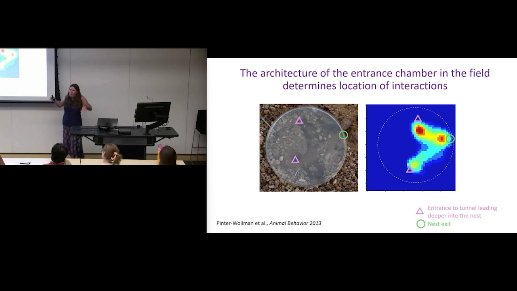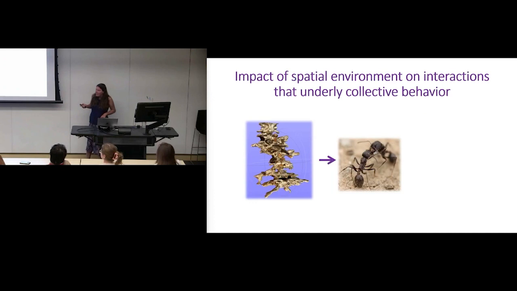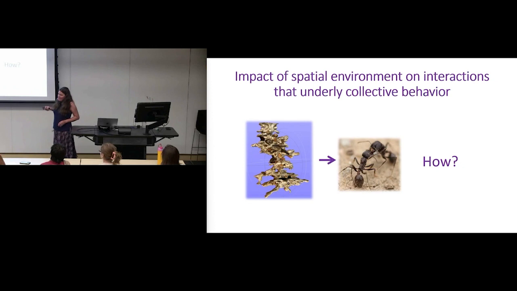And we see variation among colonies. So I did this among different colonies, and we always got these hot spots of interactions near where things get a bit more narrow. So we already see evidence for the spatial structure, the structure of the nest in this case, influencing where interactions happen.